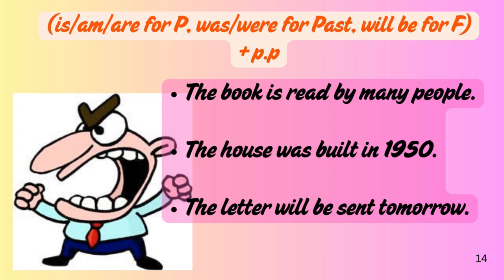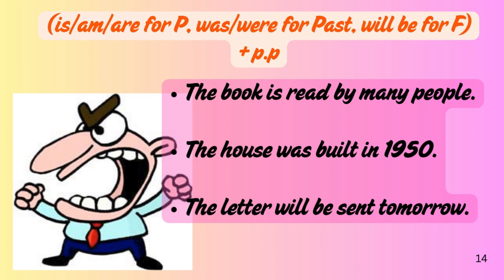How about the structure? Form of to be. Am, is, are for present, was or were for past, will be for future, and after that, of course, we have the past participle of the main verb. Let's talk about these examples. The book is read by many people. Just pay attention to this verb. Read is the main verb. Read is the past form. Read is the past participle of read.